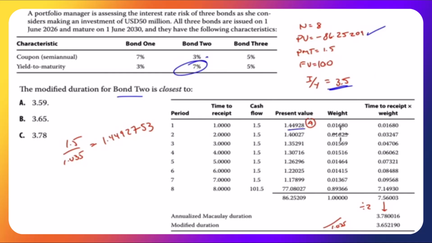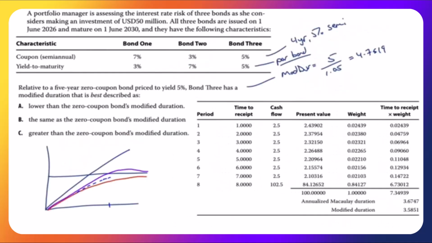We've already seen how we get the present value. We take the payment divided by 1 plus the cash flow yield, which is 7%, semi-annually 3.5. There you go. So you should be comfortable now at getting to Macaulay duration. You should recognize that for a semi-annual bond, that's the number of 6-month periods. If you divide by 2, that's the number of years. We want modified duration. It's Macaulay duration divided by 1 plus the periodic cash flow yield, 0.035. You get 3.65219. It's B.